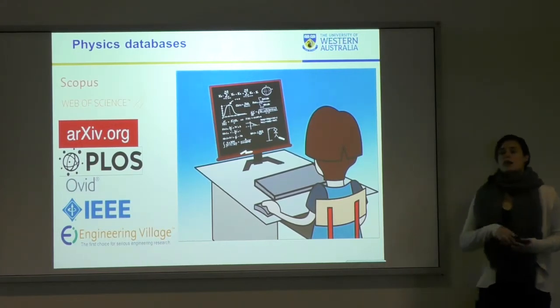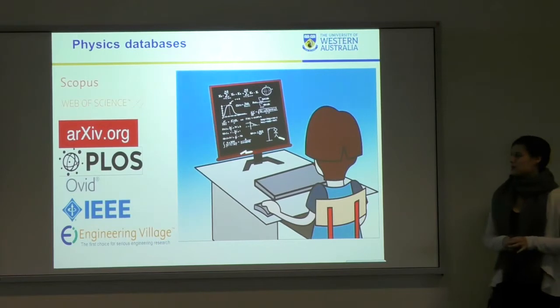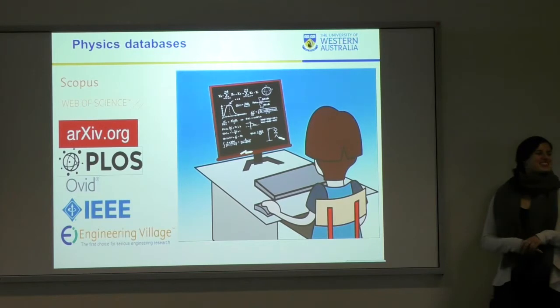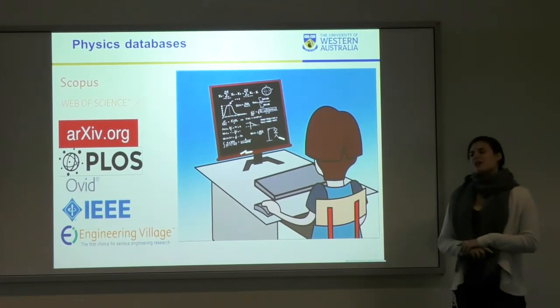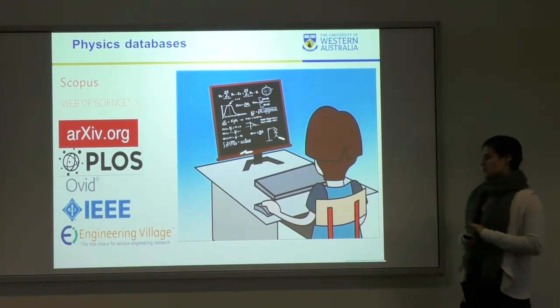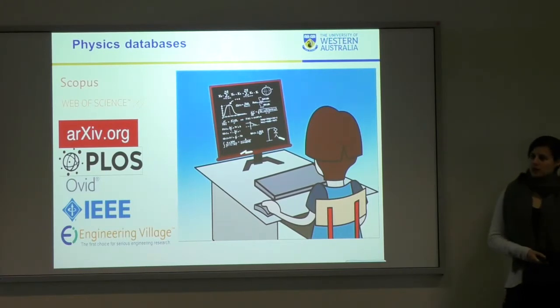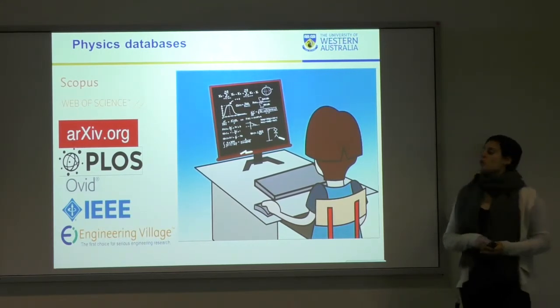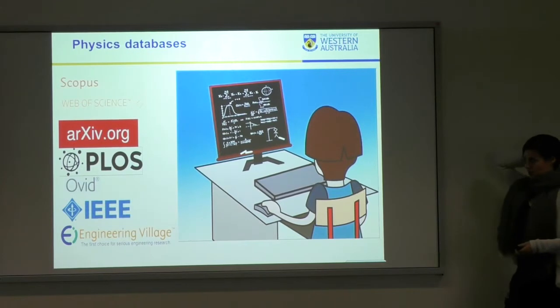There's arXiv, of course, that's open access. You don't need to be a UWA student to access that. It's alright, I'll send you the slides afterwards. And the Public Library of Science, again, is an open access one. But also, how many of you guys are medical physics students? Yep, cool. So Ovid might be really useful to you guys. That's a medical one. There's also the IEEE and Engineering Village. If anything you're doing in your physics degree has sort of practical relevance to engineering applications, you might find some of the engineering databases really helpful as well.